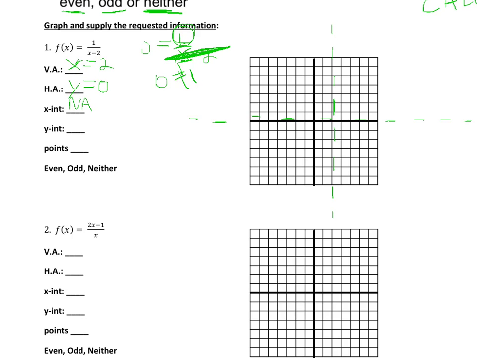No x-intercept. Okay, y-intercept, I'm just going to set all the x's equal to 0. So for the y-intercept, I'm going to have 1 over 0 minus 2. And that's going to give me negative 1/2. So I'll put this in ordered pair form. This is (0, negative 1/2). Okay, so let's plot that. (0, negative 1/2) is like right here.